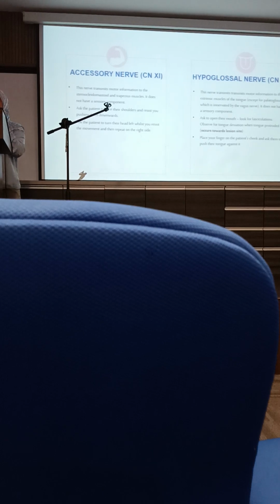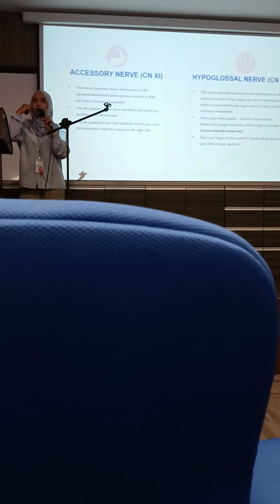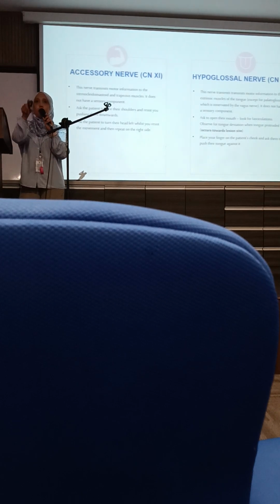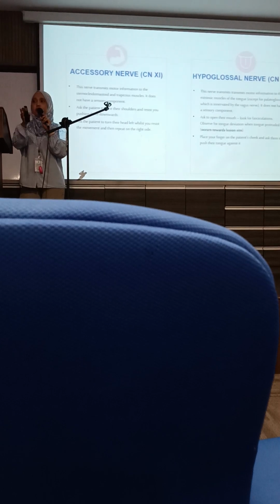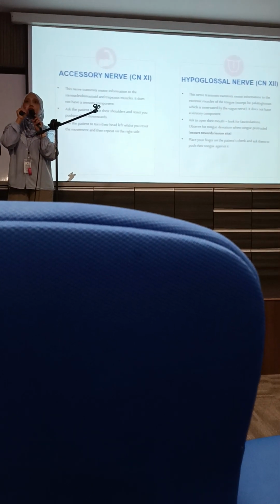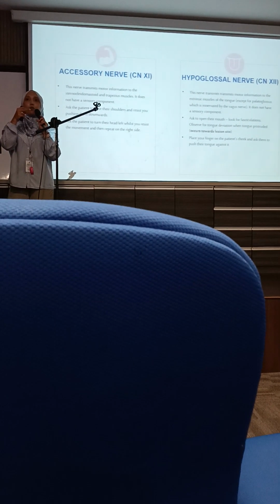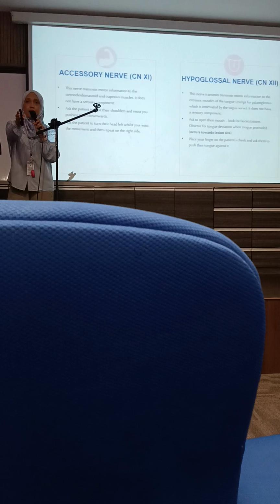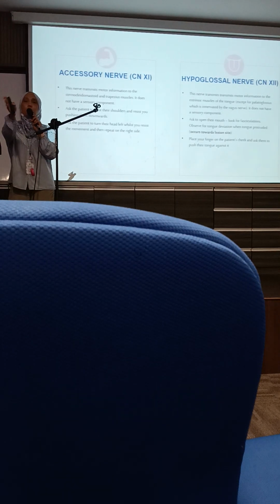Hypoglossal nerve, motor information to the extrinsic muscles of the tongue, no sensory component either. So ask them to open their mouth, look inside the tongue, is there any fasciculation? And then at rest, look whether the tongue deviates or not when the tongue is protruded. Is it just in the midline or is it deviated towards the right or left?